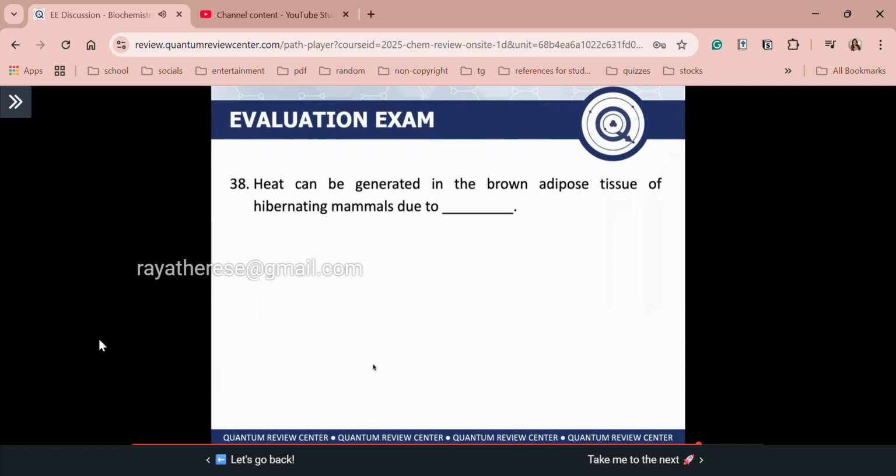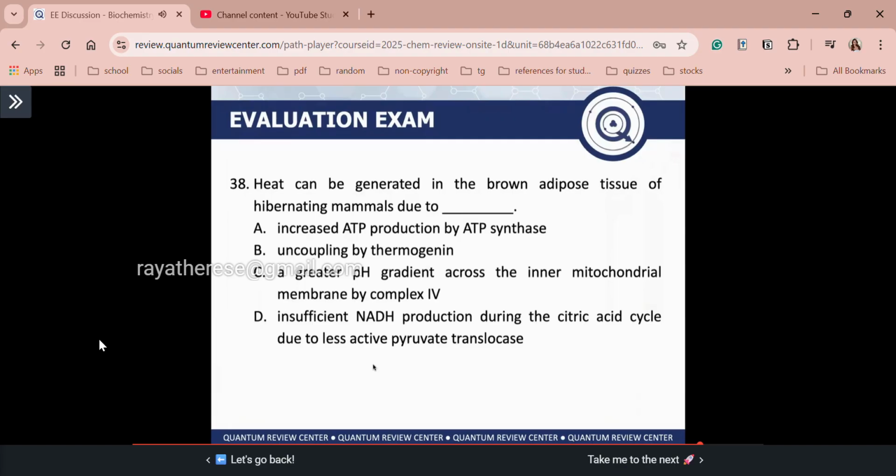38, heat can be generated in the brown adipose tissue of hibernating mammals due to... Sir, letter D. The answer is very long, class, it says a lot, but it is nonsense, okay? So let's read each choice. A. Increased ATP production by ATP synthase. Class, this one is actually vague. Your ATP can generate energy, okay? Not heat. So this is actually an incorrect answer.